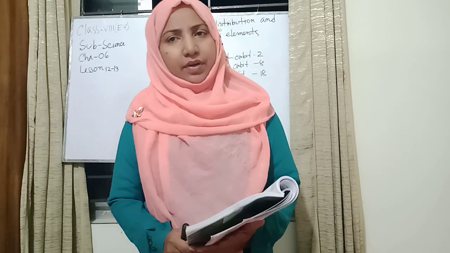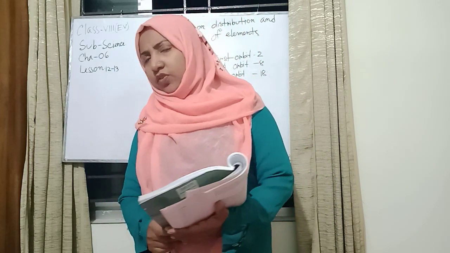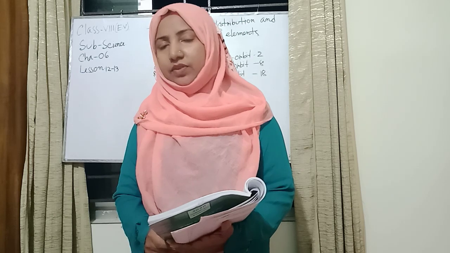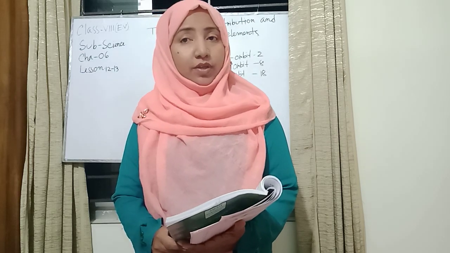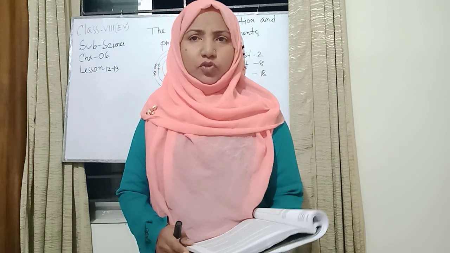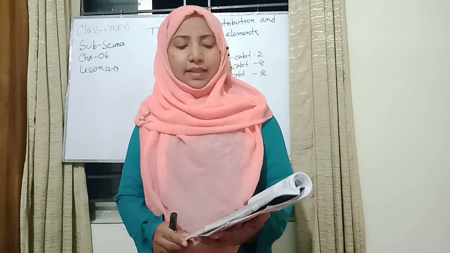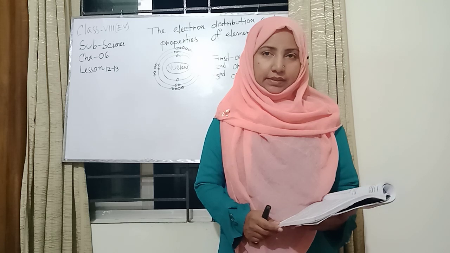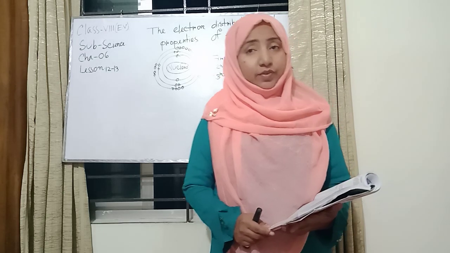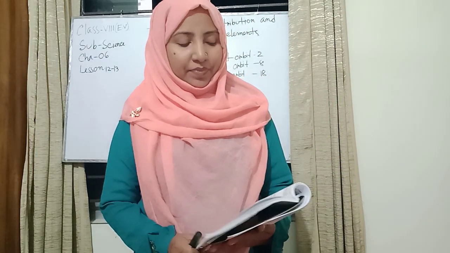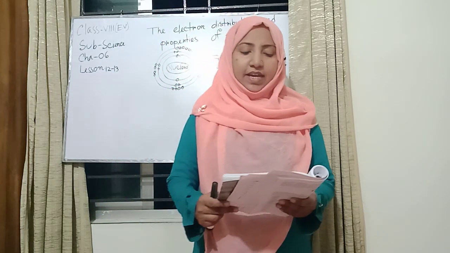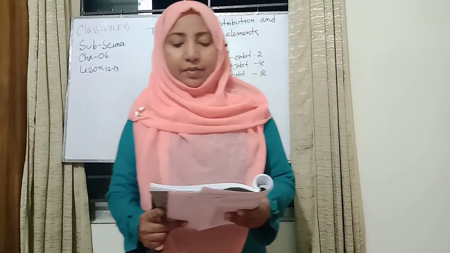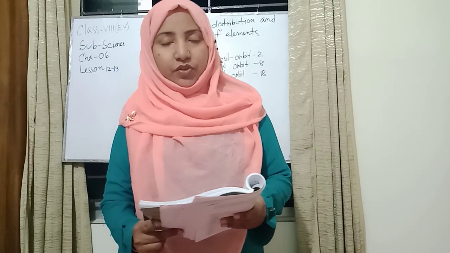Now, our new topic. I have selected lessons 12 to 13. We explain the electron distribution and the properties of elements. Very important, and also the last topic in this chapter. The properties of elements are basically determined by the electron distribution in their orbits.